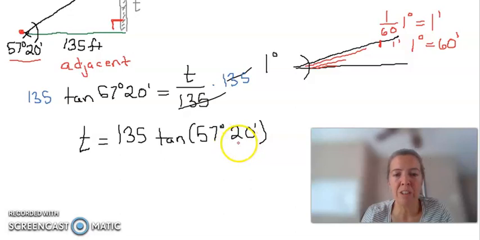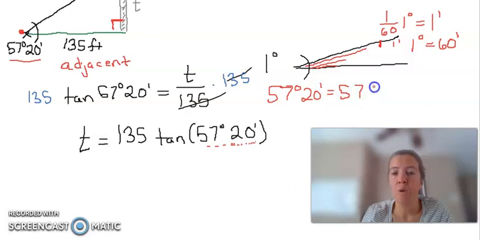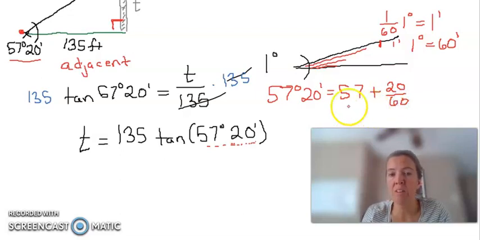Usually you don't have a degree-minute button on your calculator, so what we want to do is take something like this and turn it into decimal degrees. So the 57 degrees, 20 minutes is equal to 57 whole degrees plus 20 minutes out of the 60 that would take to make a whole degree, right? So 20 minutes out of the 60, that's 1/3 of a degree. So this is 57 plus 1/3 degrees.